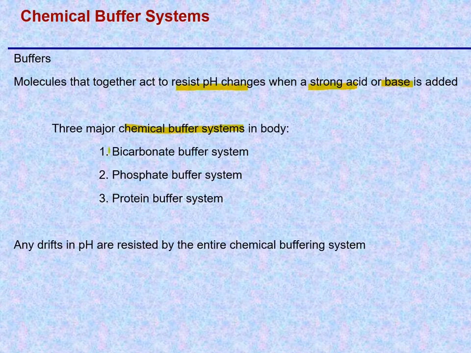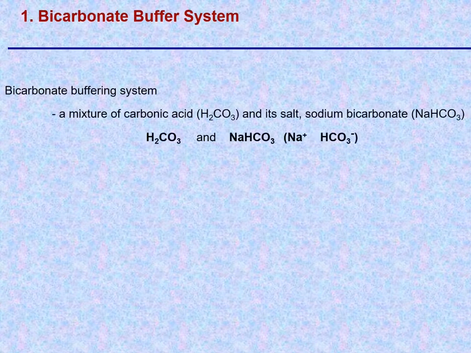The first important one is the bicarbonate buffering system, which you are somewhat familiar with, the phosphate buffering system, and the protein buffering system. Any drifts that occur in pH are immediately resisted by all of these chemical buffering systems, whichever one are present in the location where the pH changes occur. So let's go through these.